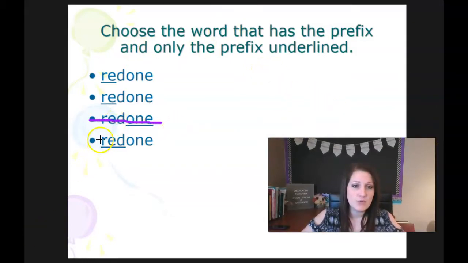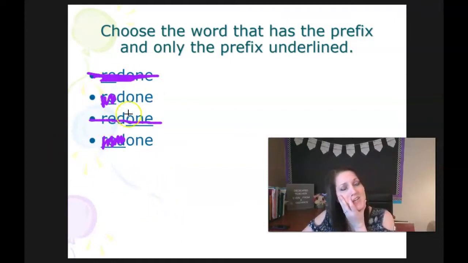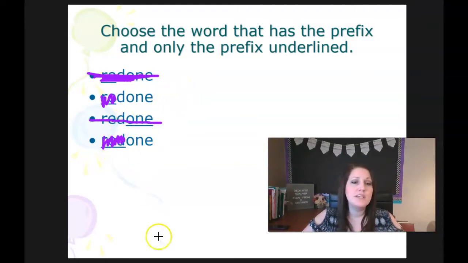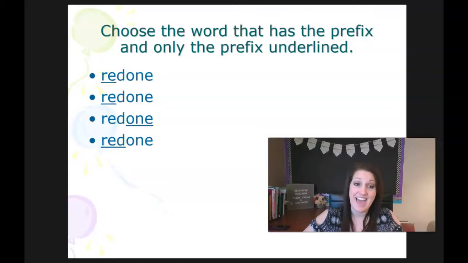Ooh, this is a tricky one, because if I take off "red," I have the word "one," and that's a word. But if I take off "re," I've got the word "done." And see, these are the same. They shouldn't have had two the same. So is it going to be "redone" or "red one"? Your answer would be redone, done again.